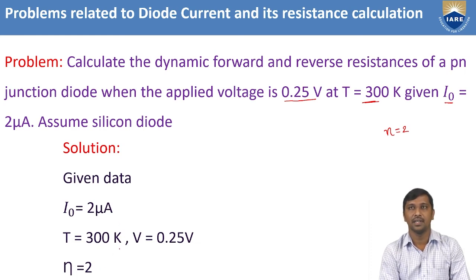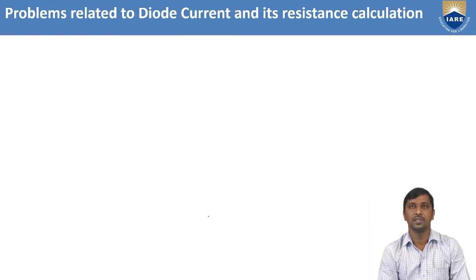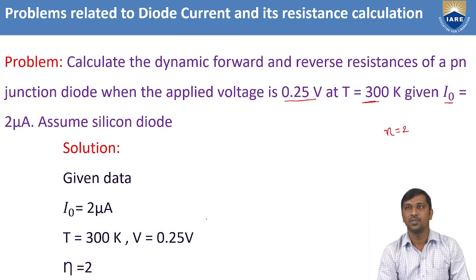Based on all these parameters, we need to calculate two types of resistances here, the dynamic forward and reverse resistances of this PN junction diode. Before going to this, first we need to identify, if you want to calculate either a forward resistance or a reverse resistance, the diode current. But in this problem, they did not mention the diode current, but they mention the reverse saturation current. So before going to any resistance, first we need to know how much current is delivered across the PN junction diode. For this case, first we need to determine the diode current here.